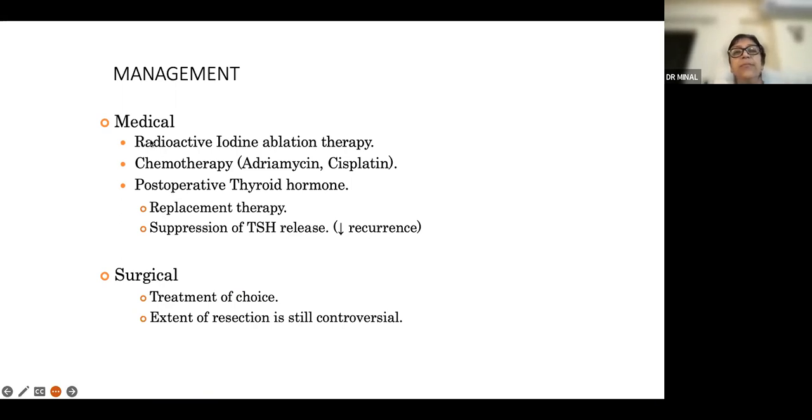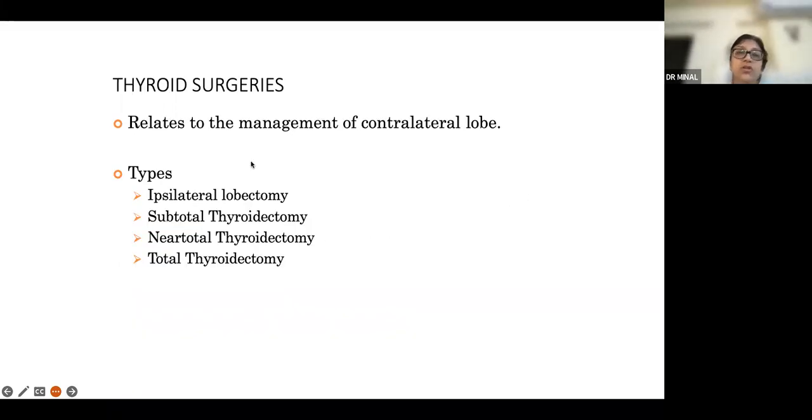After surgery, medical management, it has to be followed by radioactive iodine ablation. It can be covered with chemotherapy. Post-operatively, thyroid hormone has to be replaced for life, and we need to keep the TSH suppressed. So that is again a controversial topic. TSH suppressed, how much, till when? The thyroid surgeries are more commonly related to how do we manage the lobe which is still healthy. So the management of the contralateral lobe.